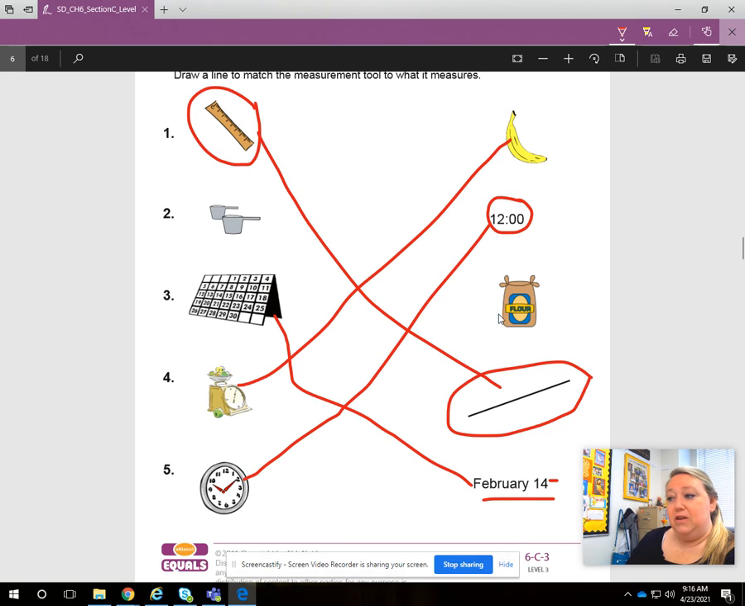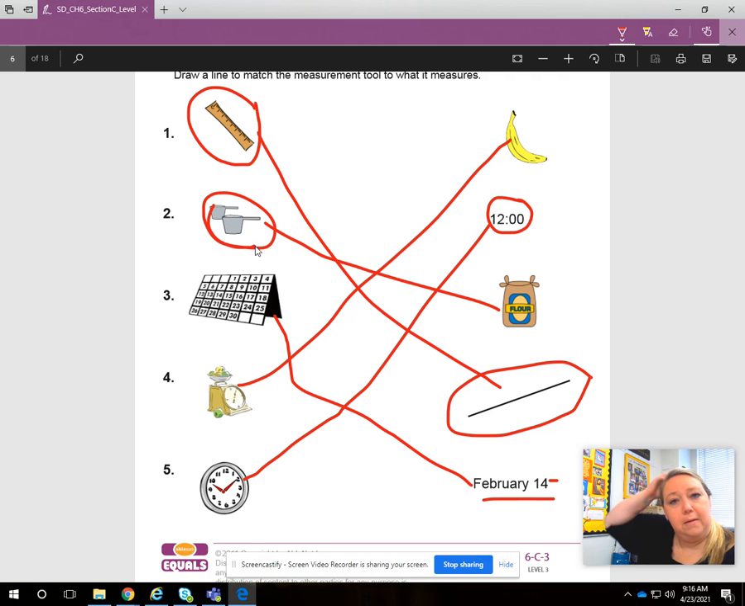And then we could use flour. If I open up the flour, I would scoop out with these measuring cups. These are dry measuring cups. And so I can measure dry ingredients. And flour is a dry ingredient, okay?